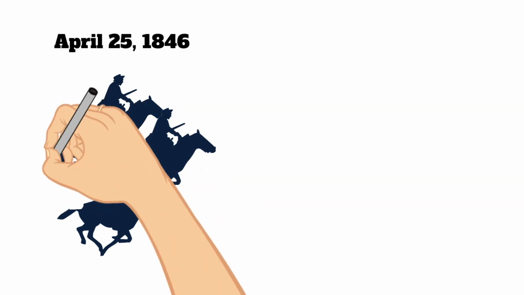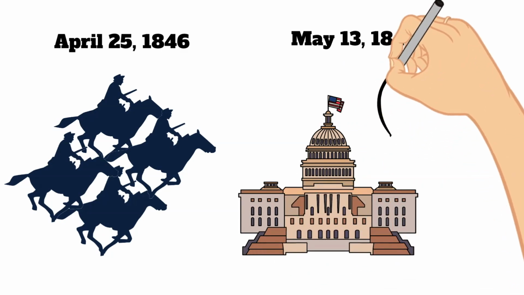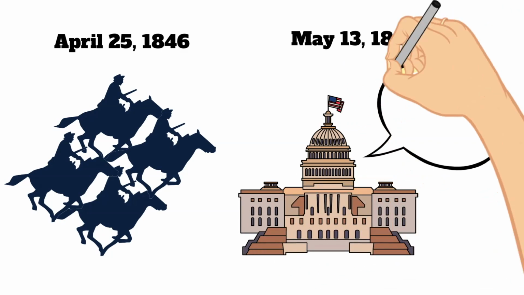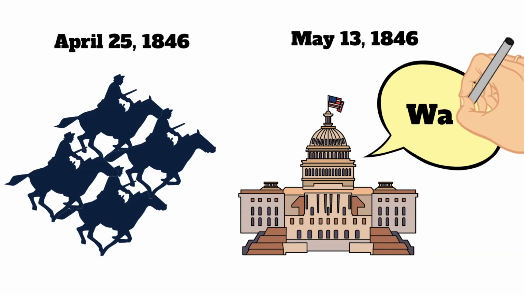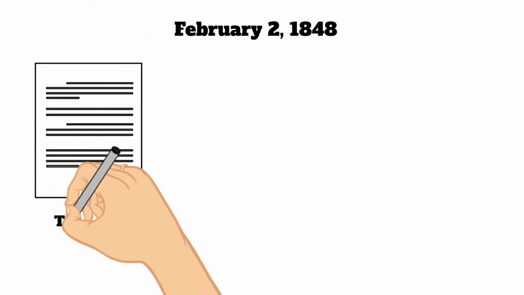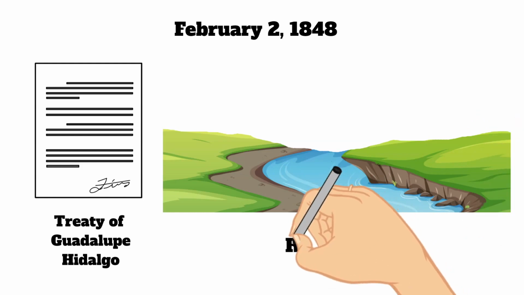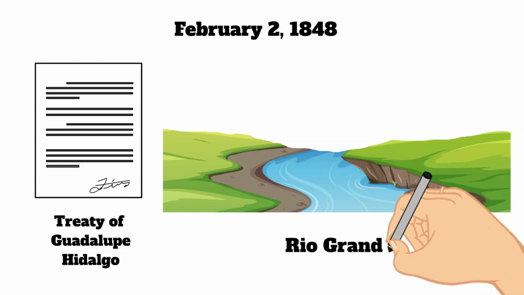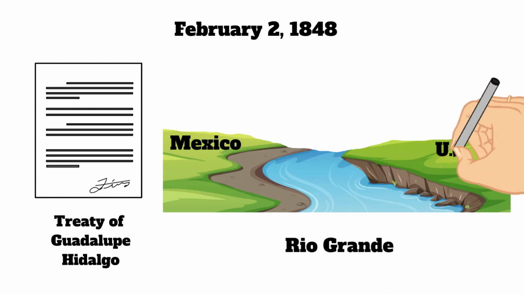On May 13th, Congress officially declared war, despite some opposition from Northern lawmakers. Interestingly enough, no official declaration of war ever did come from Mexico. This war, called the Mexican-American War, lasted until February 2nd, 1848, when the Treaty of Guadalupe Hidalgo was signed. This treaty set up the Rio Grande River as the U.S.-Mexican border, moving the border of the United States more to the south.